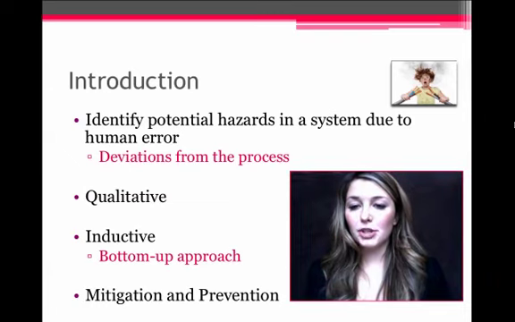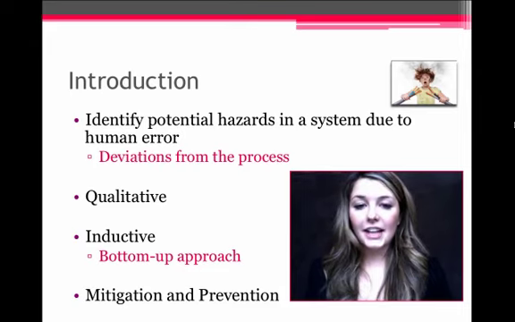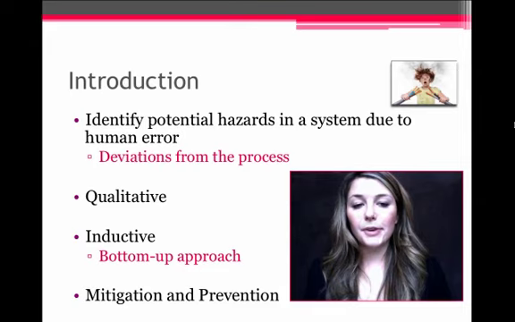HAZOP is an ergonomic tool used to help identify potential hazards in a system, as well as identify operability problems, so that human error can either be prevented or corrected. These hazards occur because of a deviation from the original process, so HAZOP techniques help employees to stick to the process and reduce human error.